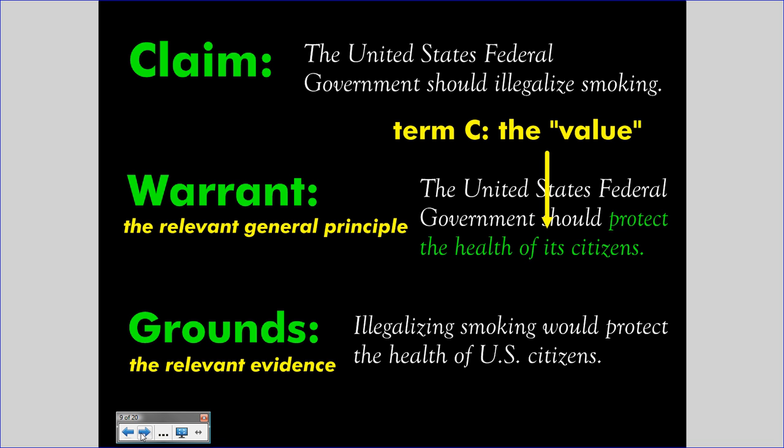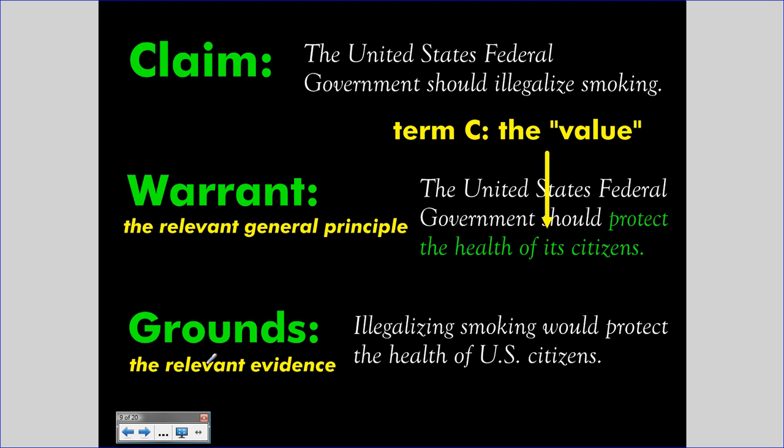So let's take a look at this. We say the United States federal government should illegalize smoking. What is our warrant? Well, the United States federal government should protect the health of its citizens. Why should we illegalize smoking? Because we want to protect the health of citizens. Now it seems like the claim and warrant are pretty closely related. They have the same A term, then we have an action, and the C, the value.